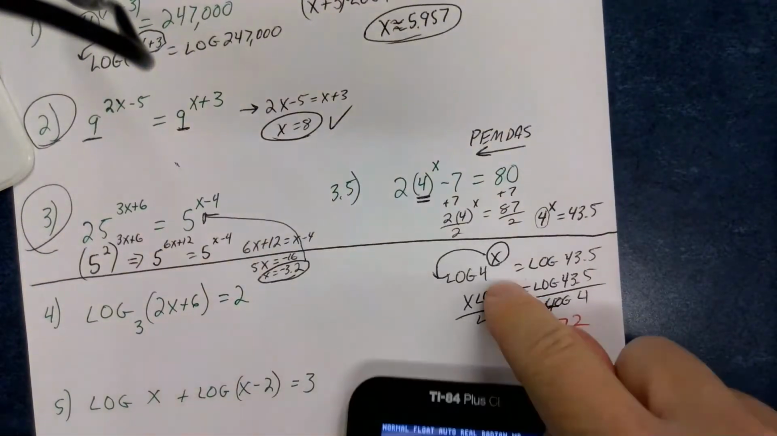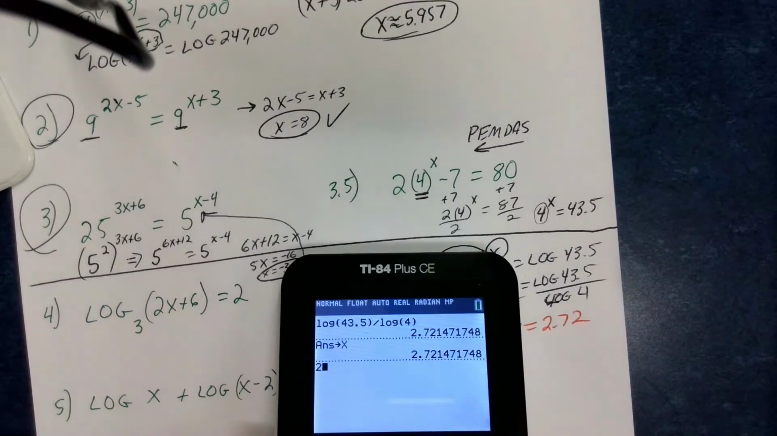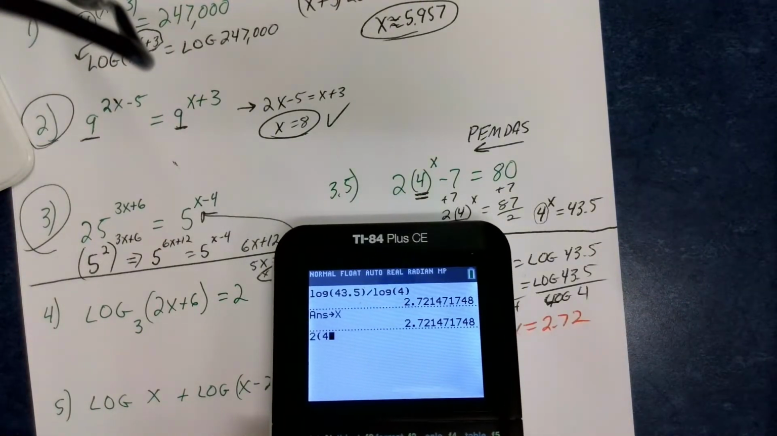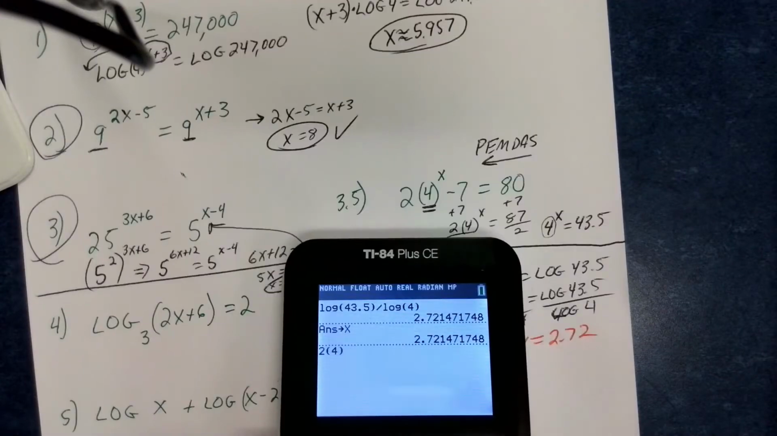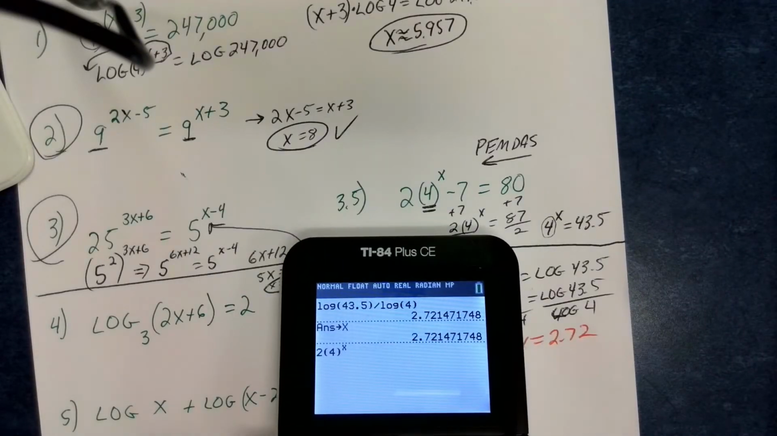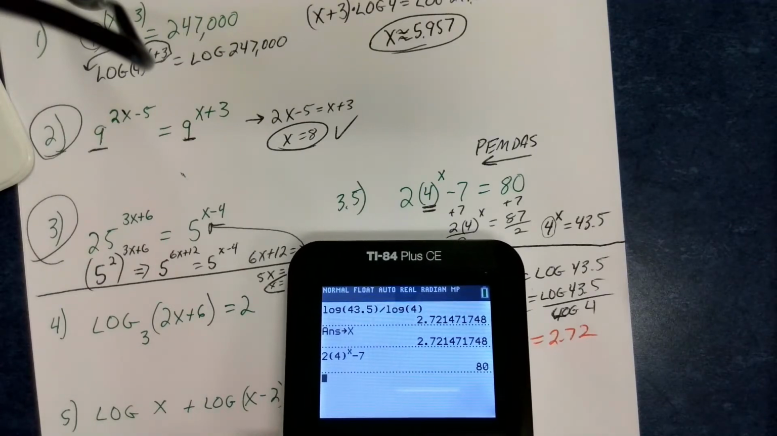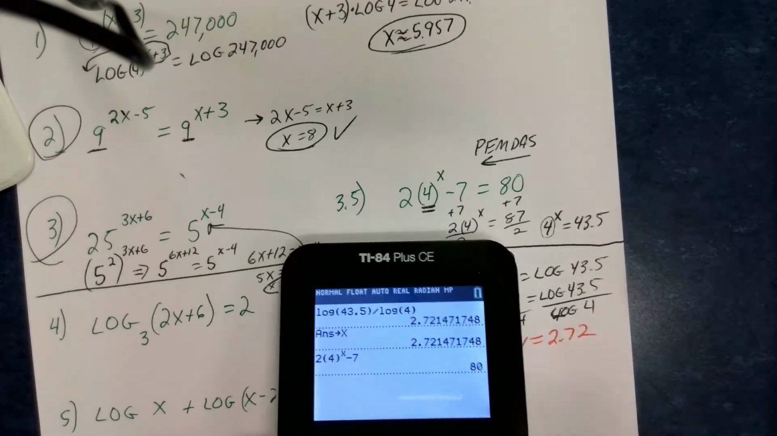I'm going to store that in x. I'm going to retype my original equation. So I got 2 parentheses 4, close parentheses, raised to the x, side arrow to get it down, minus 7. And supposedly this is going to equal 80, and it does equal 80.